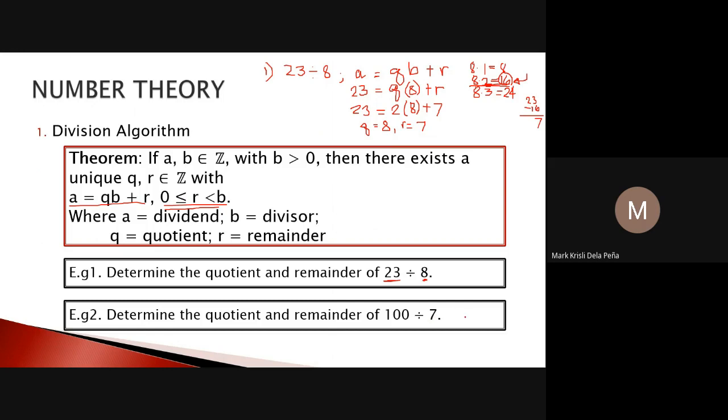So I will just tell you the answer. You have to provide the solution. I think you can immediately show the solution. I'll just show you the answer. So Q is 14, while the remainder is equal to 2.